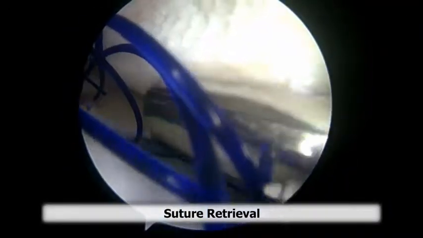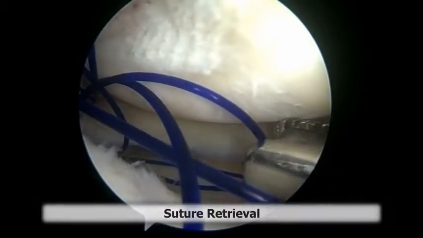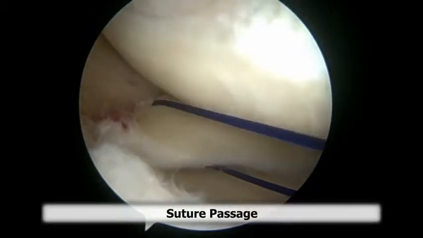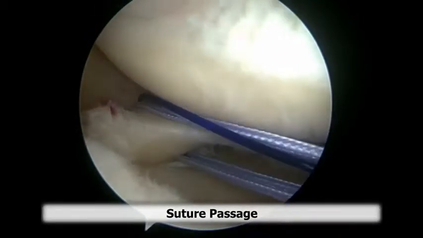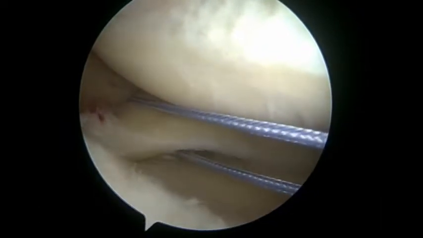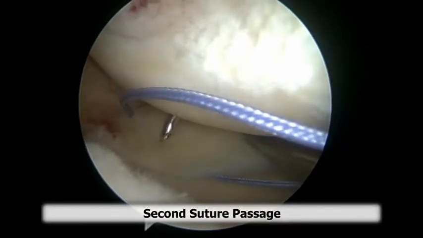Here you can see as the free end of the PDS is retrieved through the medial portal. The free end of the PDS is then tied around a size 2 FiberWire suture, and the other end of the PDS is then pulled, and this will bring the FiberWire through the meniscus tissue in standard shuttling technique.